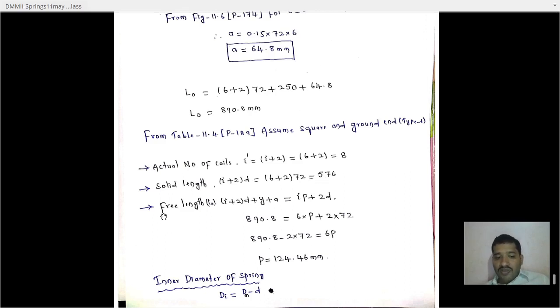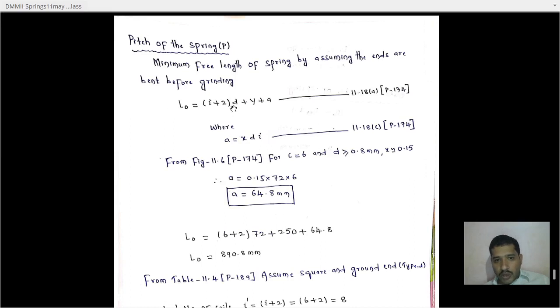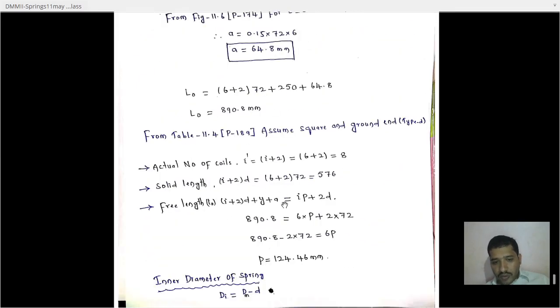If you want to find the free length, L0, it is I plus 2 into D plus Y plus A, which we can also write as I into pitch plus 2 into D, plus Y plus A. Already we have solved it here: I plus 2 into D plus Y plus A, how much did you get? The free length is 890.8. The same value you have to substitute here: 890.8 equals I, the actual number of coils. How much will this be? The number of turns should be 6.